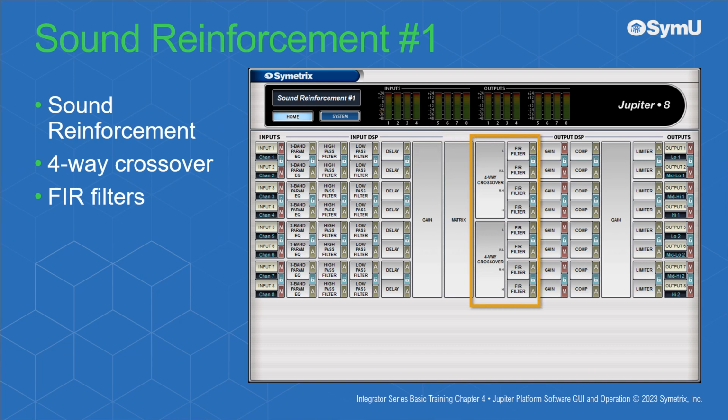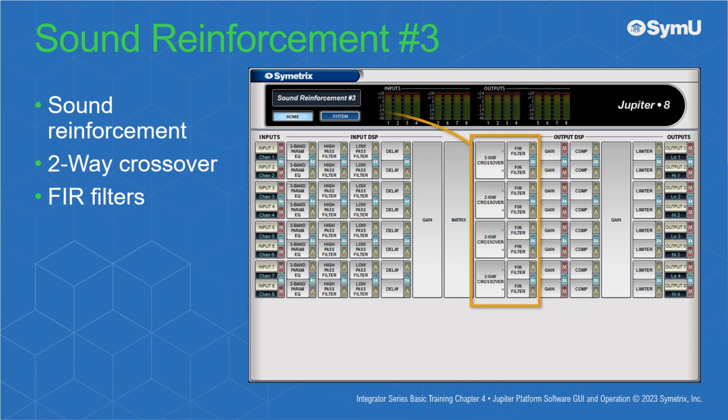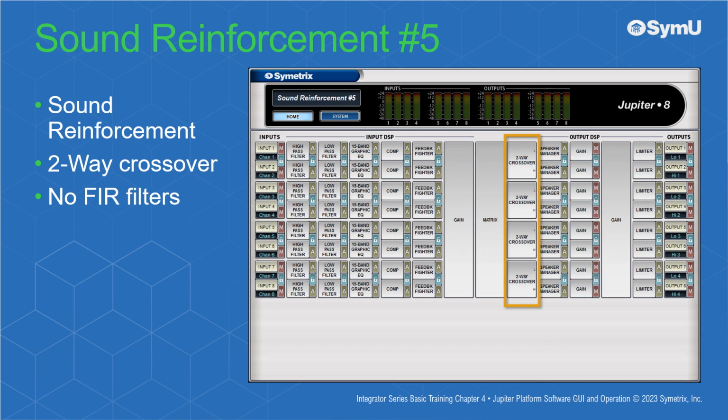Sound Reinforcement number 1 includes 4-way crossover and FIR filters. Sound Reinforcement number 2 has a 3-way crossover and FIR filters. Sound Reinforcement number 3 has 2-way crossover and FIR filters. Sound Reinforcement number 4 has a full range output with stereo main speakers. Sound Reinforcement number 5 features 2-way crossover but no FIR filters.